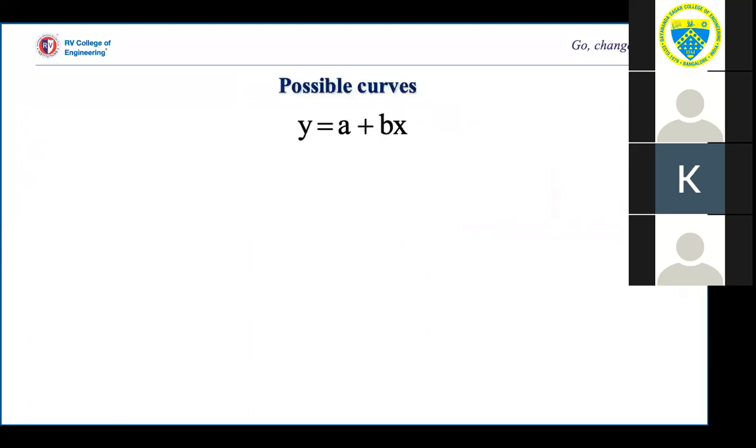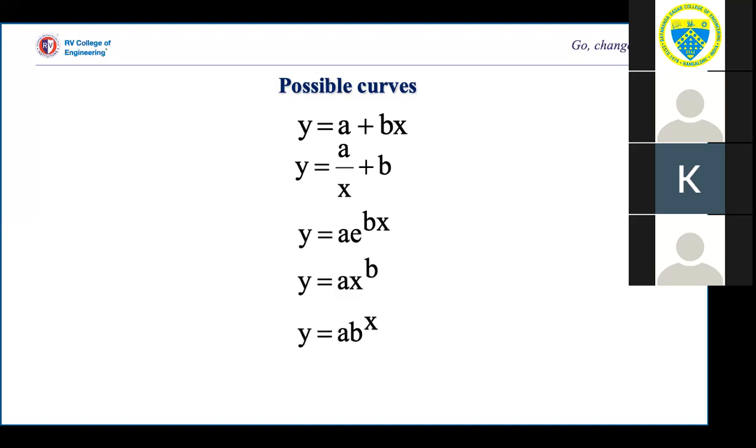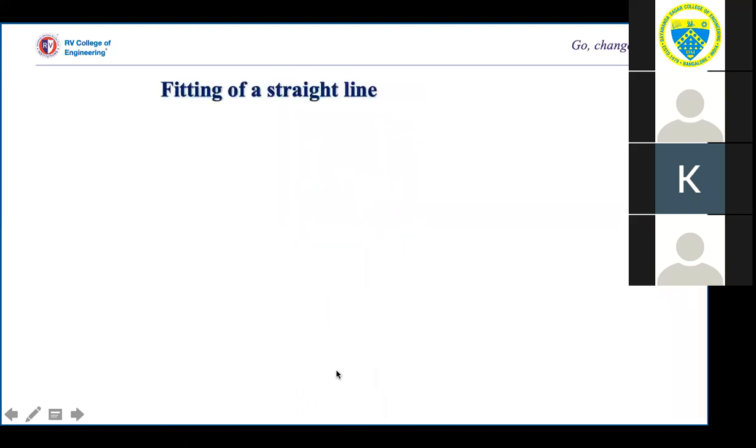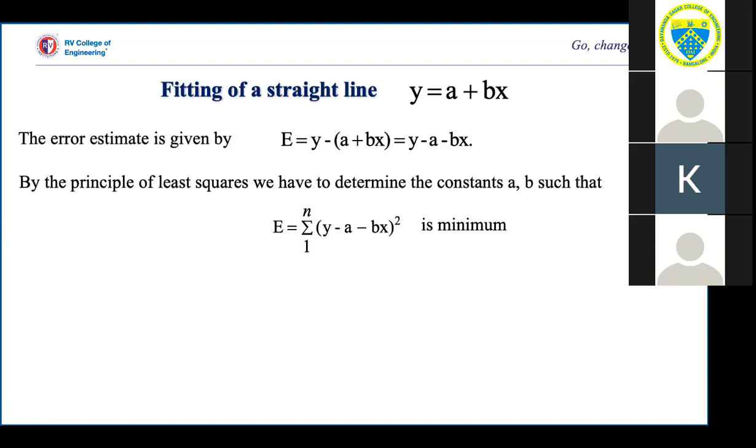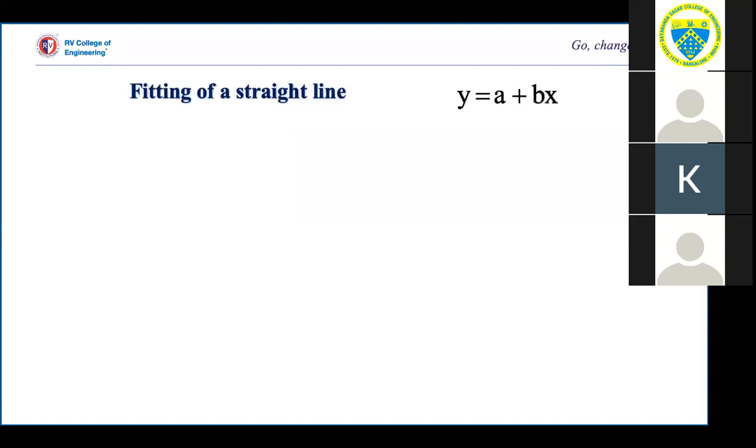Possible curves could be a straight line y equal to a plus bx, or you can have a modification a by x plus b. It could be an exponential curve e power bx or ax power b, all these power curves, and a parabola. I have listed these immediately after linear because you can reduce all these to this form and do it. I'll not go through the method in detail because you would have already been taught it many times. So this is the technique of least squares.